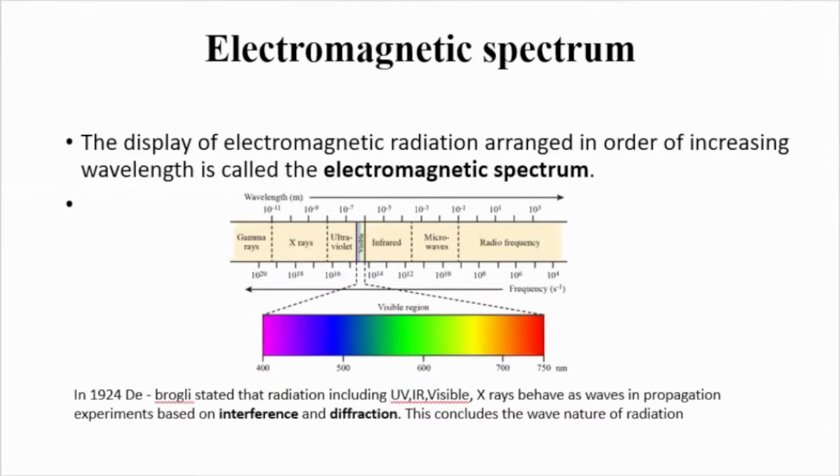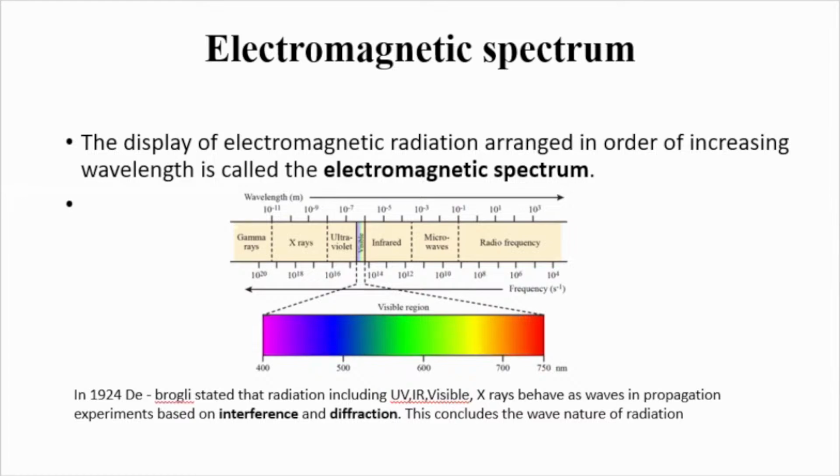So the electromagnetic spectrum contains many kinds of radiation types. The highest frequency is gamma rays. When I talk about increasing wavelength, the lowest wavelength belongs to gamma rays and it has the highest frequency. Then X-rays, ultraviolet rays, visible, infrared, microwaves, followed by radio frequency. Radio frequency has the highest wavelength and lowest frequency.